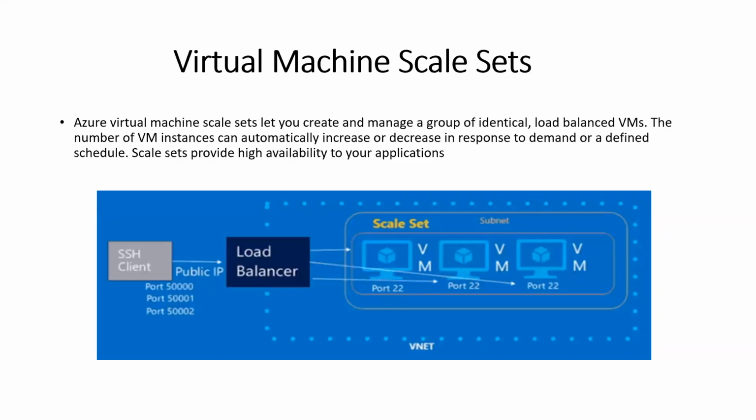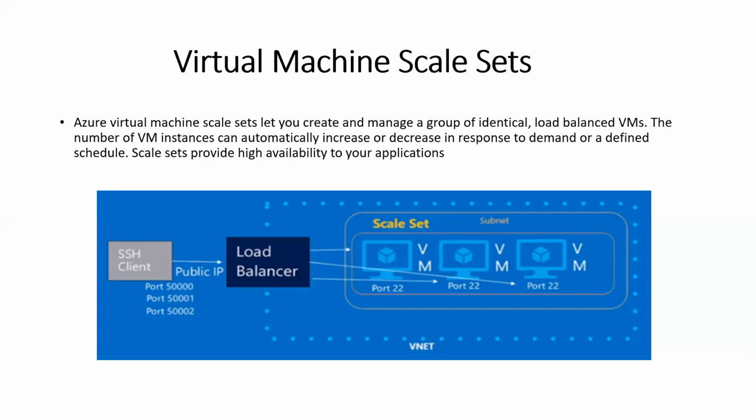Virtual machine scale sets, as I mentioned earlier, let you create and manage a group of identical load balanced VMs. The number of instances can automatically increase or decrease as per the demand. So if the CPU utilization of the virtual machines goes up, the VMs get added automatically to the scale set, which means the scaling is automatic. Scale sets also provide you high availability to your applications.